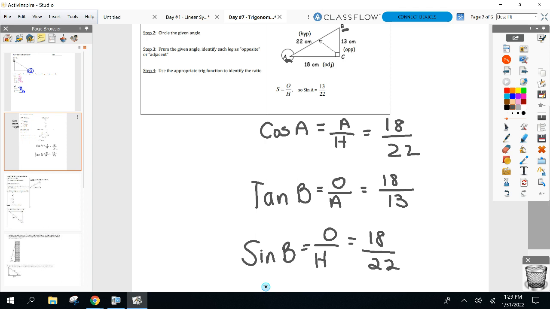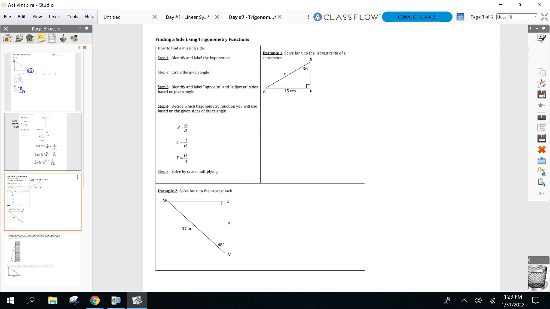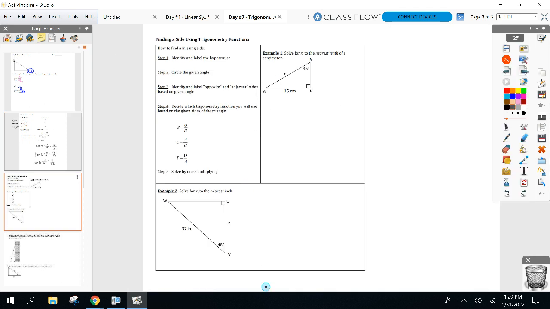Questions? All right, ready to use it to find a side now. Here we go. We can read through the steps on your own if you get confused tonight on homework. Let's jump right into the fire, example 1. Find x to the nearest tenth.